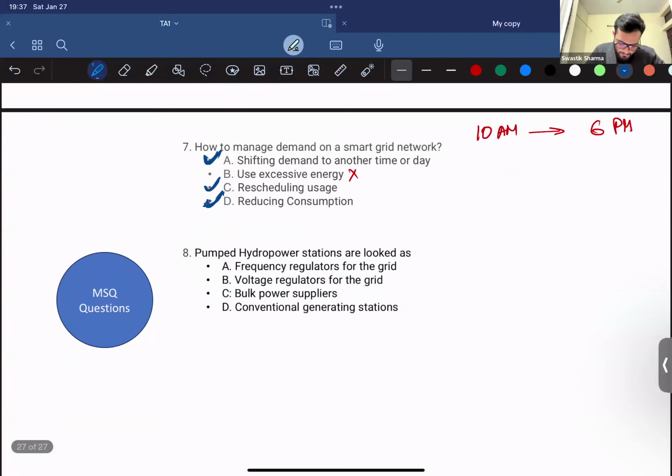Next is power. Pumped hydro power stations are looked at as frequency regulators, voltage regulators, bulk power suppliers, or conventional generating stations. So who will answer this? I think bulk power suppliers. Okay, so no, these are not bulk power suppliers. A pumped hydropower station can't supply bulk power. What do you understand by bulk power? Bulk power is when you cater to the needs of the load, let's say 25% or 50%. That's how bulk power is treated. So they can't generate this much.